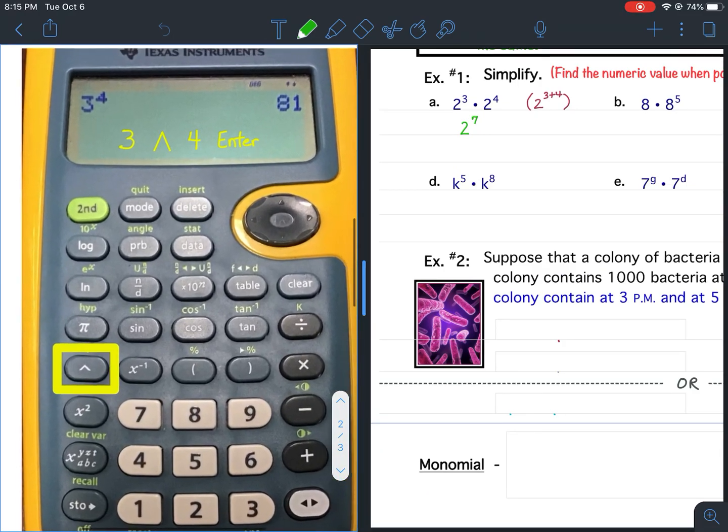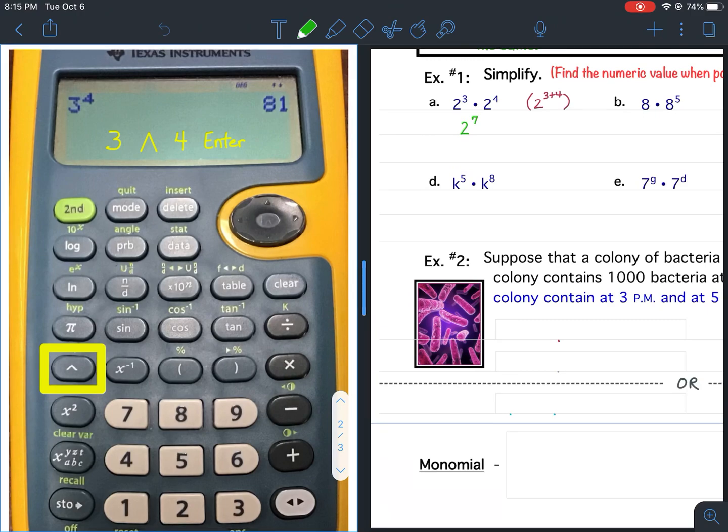If you look at my example in the screen, it's 3 to the 4th power. So I did 3 caret 4 and then hit enter. So if you're using the school calculator to put 2 to the 7th in your calculator, you would hit 2 caret 7. 2 caret 7 to get your answer.